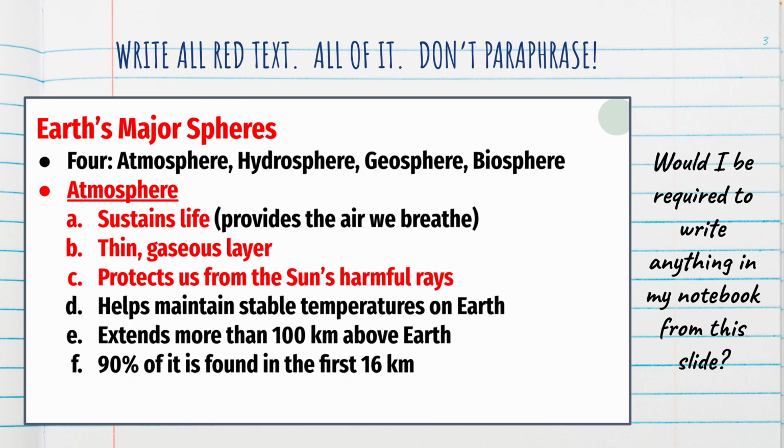Now, with that being said, if you want to add additional information, if you do want to write in for atmosphere, hydrosphere, geosphere, biosphere, do it. Additional is completely and totally okay, but when I'm grading them, this is what I am looking for. So you need to make sure those things are on there. So write all red text. If I'm looking at letter B there, maybe I want to leave out the word thin. Thin is important. So is the word gaseous. The whole thing is important. So please make sure you write down all red text.